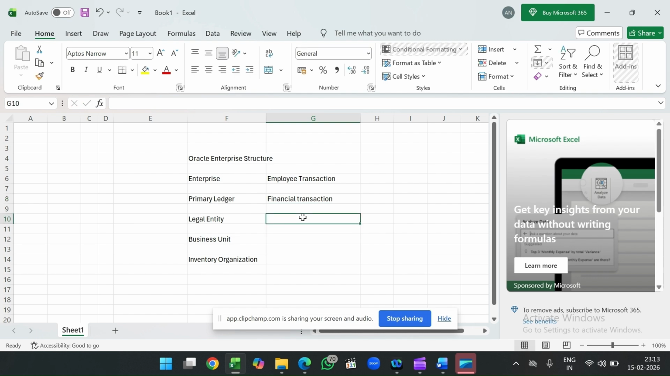So here the legal entity, what is the purpose of legal entity? It is legal registration. For registration purpose we are using this legal entity.